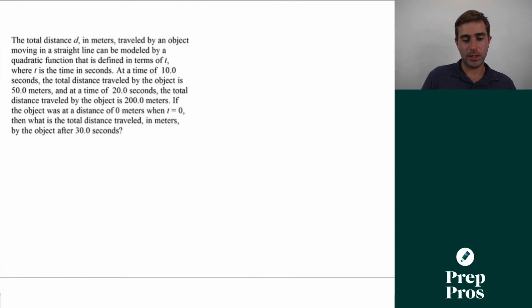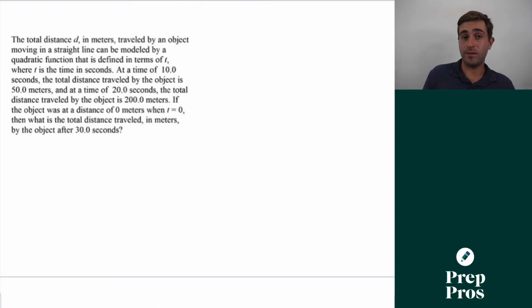Now, the next one here is probably the toughest system of equations question they've ever put on a test. So I really challenge you to try this one out on your own if you can. The total distance d in meters traveled by an object moving in a straight line can be modeled by a quadratic function. And so I always want to watch out for little details like this that are going to help me know what I'm doing later on. If it said linear function, I'd be approaching the question very differently than quadratic function. That is defined in terms of t, where t is time in seconds.